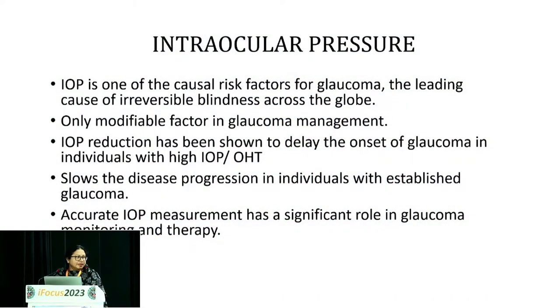Why do we need to measure the intraocular pressure? Because it is one of the causal risk factors for glaucoma, and we all know that glaucoma is the leading cause of irreversible blindness all over the globe. Also, intraocular pressure is the only modifiable risk factor in glaucoma management. It has been seen in studies that reducing the intraocular pressure delays the onset of glaucoma in patients who have ocular hypertension or raised pressures. It also slows disease progression in individuals with established glaucoma. Therefore, accurate IOP measurement has a significant role in glaucoma monitoring and therapy.